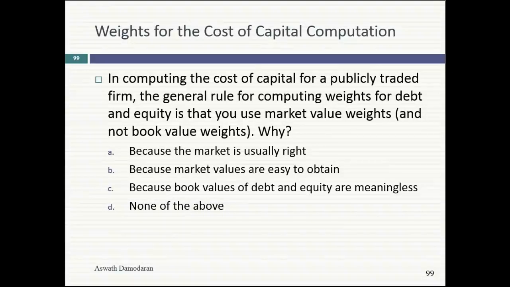Is it because market values are easy to obtain? Yes, but so are book values. It's right there on the balance sheet, right? It's not like one is easier than the other. Is it because book values are meaningless? The accounting hater in me says, of course, that's the reason. But they're not quite, right? There's all these little rules I know that throw off book value, but they're not meaningless. So what's the answer? This is not a very good multiple choice, because if you pick D, I'm going to ask you what. None of the above is fine if you can tell me what then is it. Why do we use market value weights?